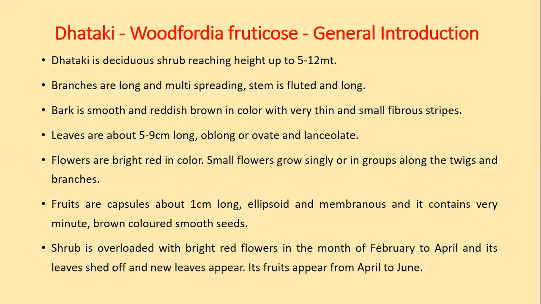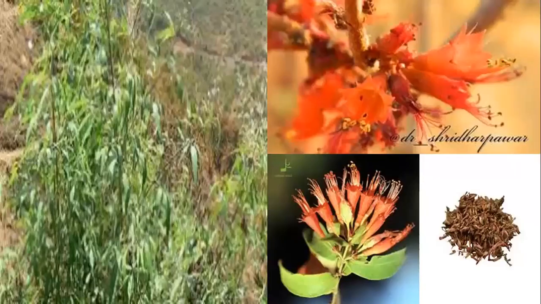Flowers are bright red in color. Small flowers grow singly or in groups along the twigs and branches. Fruits are capsules about 1 centimeter long, ellipsoid and membranous, and contain very minute brown-colored smooth seeds. The shrub is overloaded with bright red beautiful flowers in the months of February to April, and its leaves shed and new leaves appear. Its fruits appear from April to June. This is the view of Dhataki.